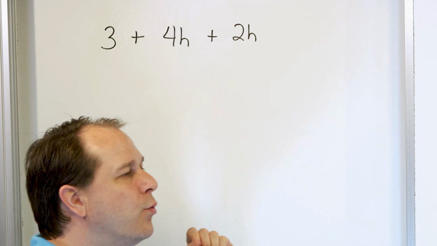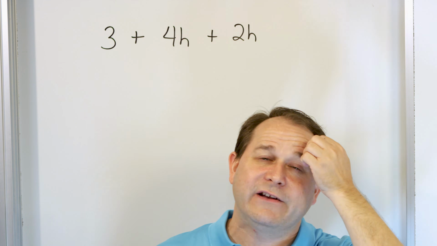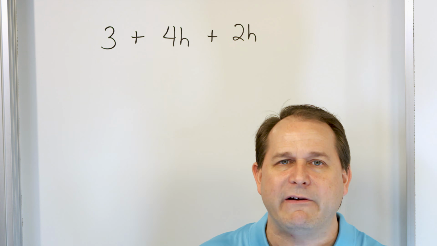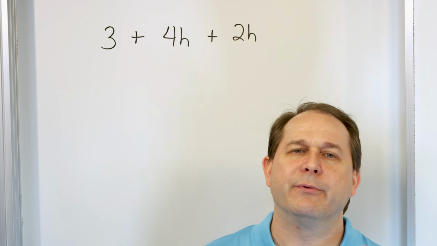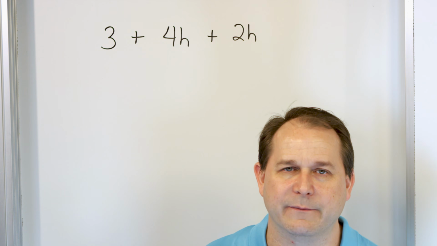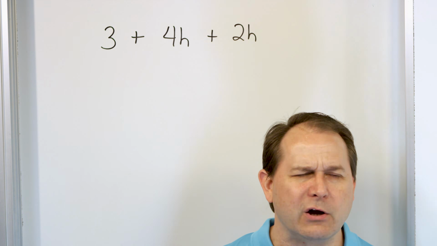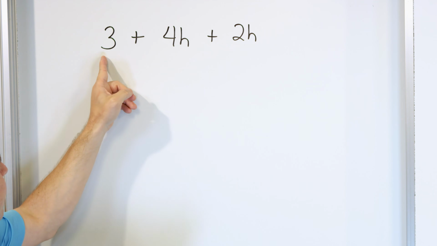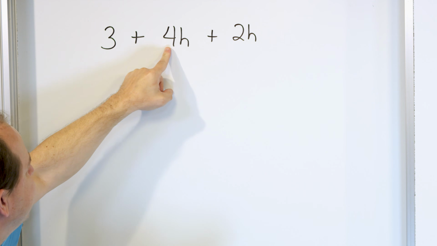All right. Now, what does it mean to say that we have like terms? When we have like terms, it just means that the variable, whatever variable you have, they both match. If the variables match, then we say that those terms are similar, or they're like terms. And when we have like terms, we can add them together. Now notice that this term is just a number. It doesn't have a letter. So you cannot add it to the 4h.